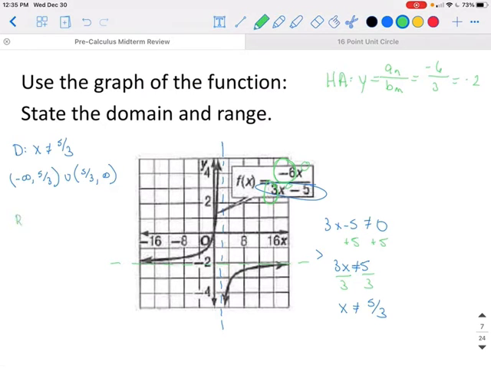So we do know for our range that y cannot equal negative 2, or you can write this as negative infinity to negative 2, or negative 2 to infinity. Again, I will take that answer in either form.